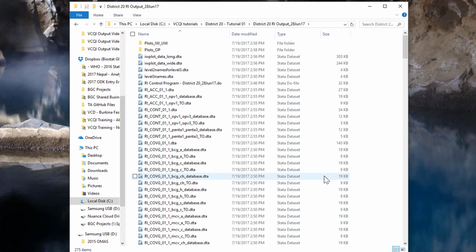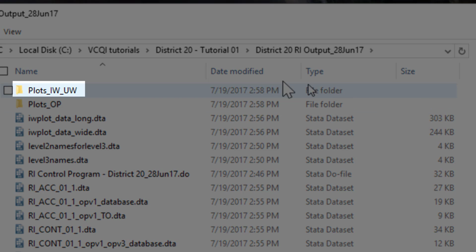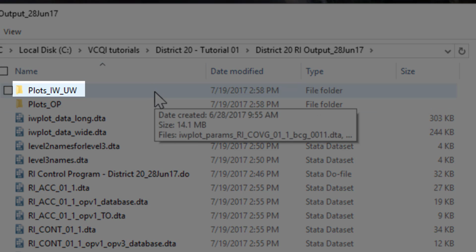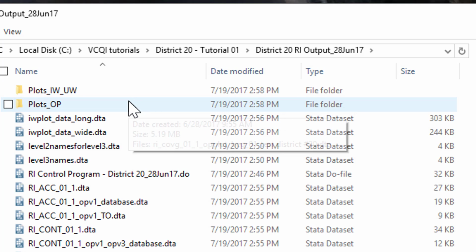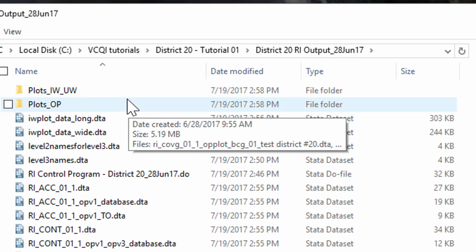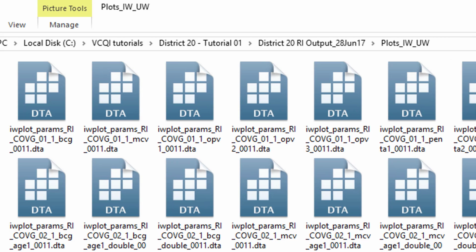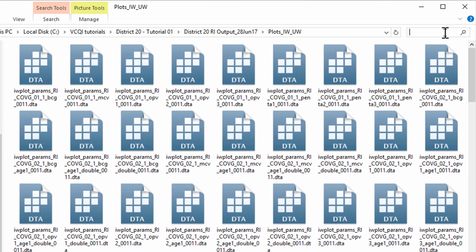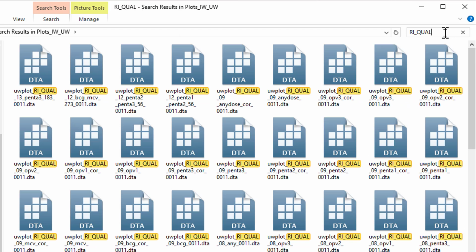There are two subfolders that hold graphic figures. The one named plots_IW_UW holds inchworm plots, where the IW stands for inchworm, and unweighted proportion plots, where UW stands for unweighted. Inchworm plots have the string IWPlot in their file name, and unweighted proportion plots have the string UWPlot in theirs. Let's look at the output for RI_qual_03, the proportion of children who received an invalid dose of Penta 1.